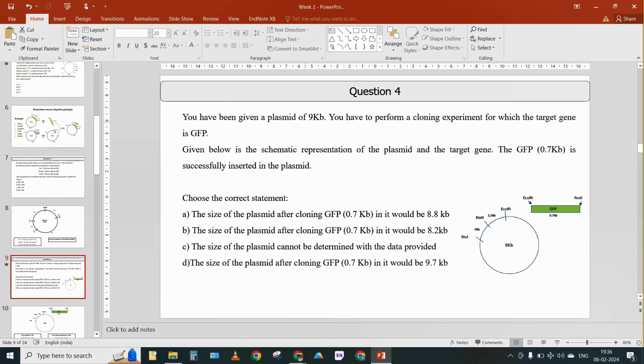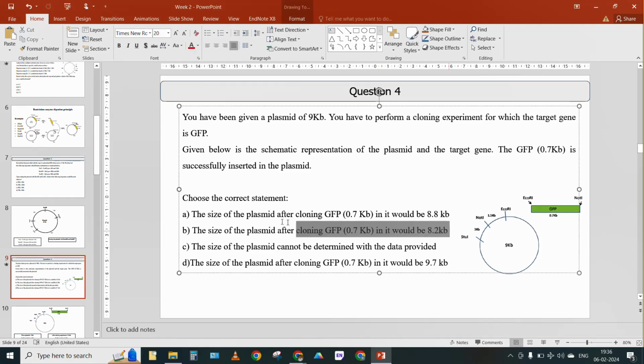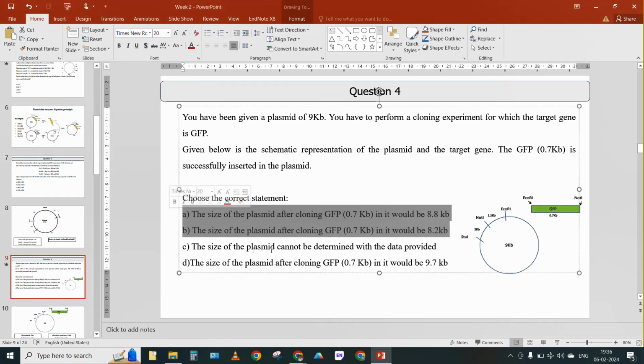So the size of the plasmid after cloning green fluorescent protein in it would be 8.8 kb, or the size of the plasmid after cloning GFP in it would be 8.2 kb. I think both are same. Yes, both options are same. Sir, actually, it's a copy and paste mistake. It's mine, sorry. It's 8.8 kb and 8.2 kb. Both are different. Yeah, even I got confused.